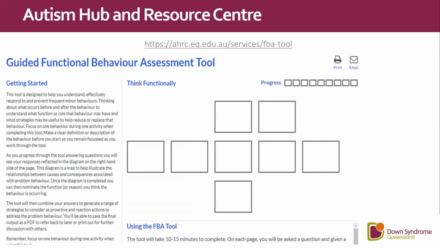The Autism Hub and Resource Centre offers a free online functional behaviour assessment tool and will help you discover the reasons, the function of the behaviour. So it's important during this process to only focus on one behaviour and that it be the most prevalent or disruptive behaviour so that we can eradicate that more quickly.